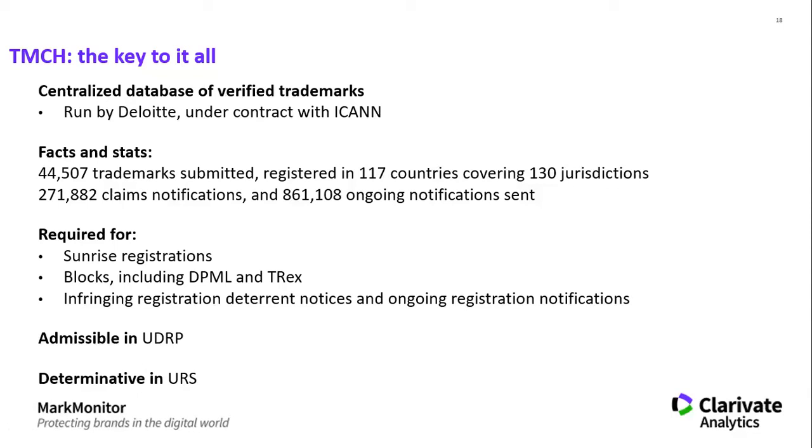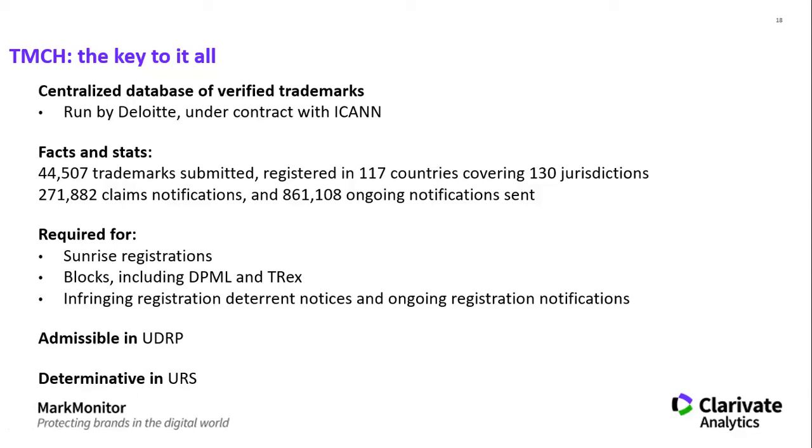A couple quick facts and stats here. 44,000 trademarks submitted, registrations all over the world. And then we'll talk a bit more about claims notifications and ongoing notifications in a bit. These are notices to brand owners when someone has registered an exact match or a close similar to their brand name, a brand that has been submitted successfully to the TMCH, and then someone registered the domain name.